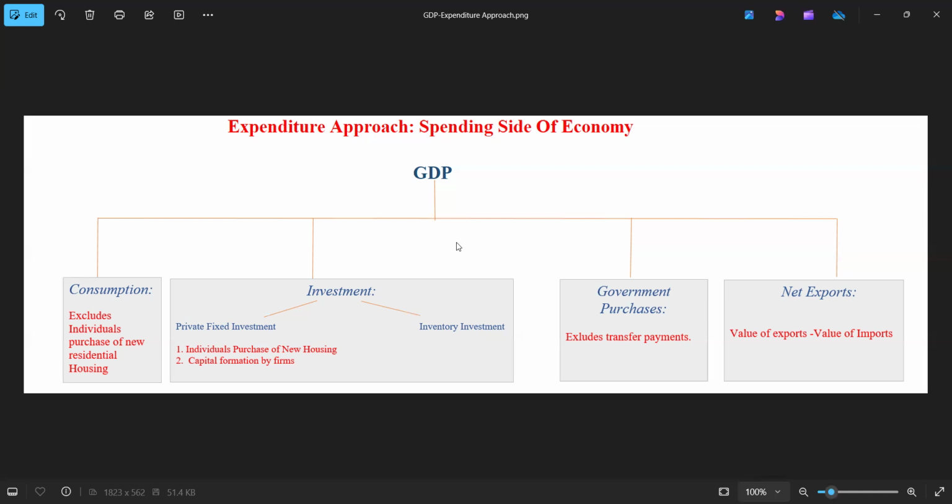The last component of GDP is net exports, which is the value of exports minus the value of imports. Now here we add exports because they represent foreigners' demand for domestic output.